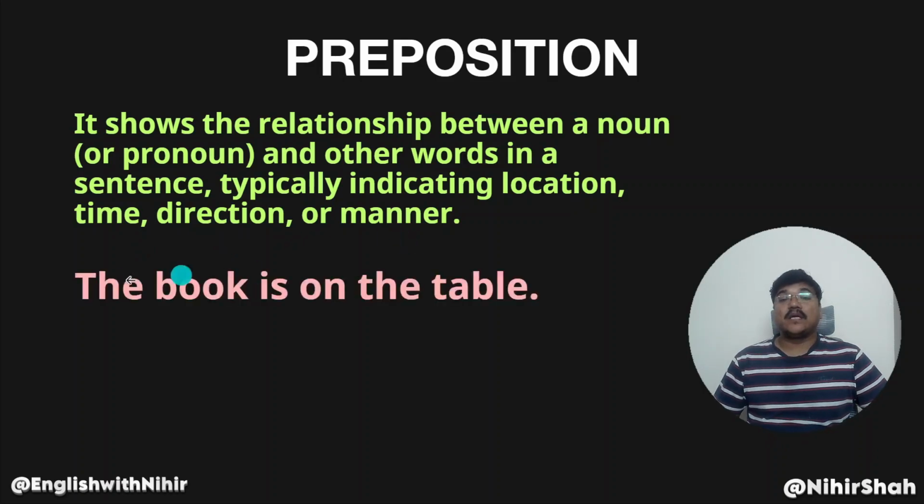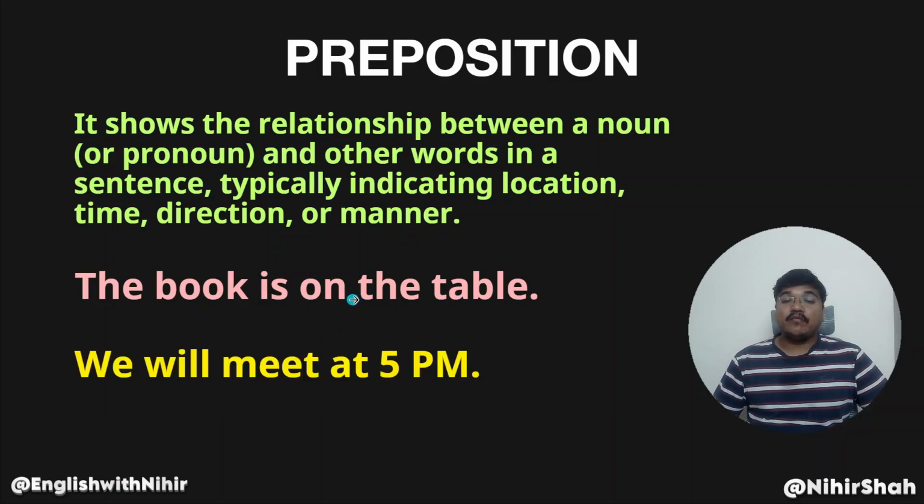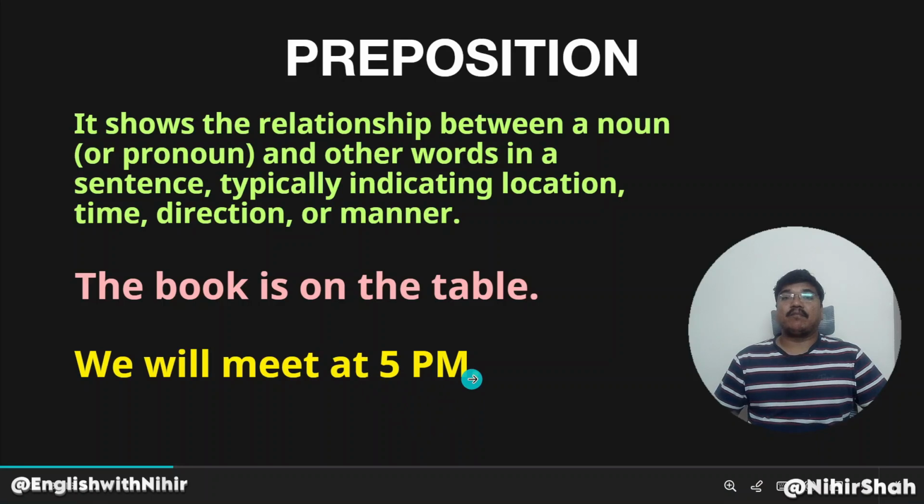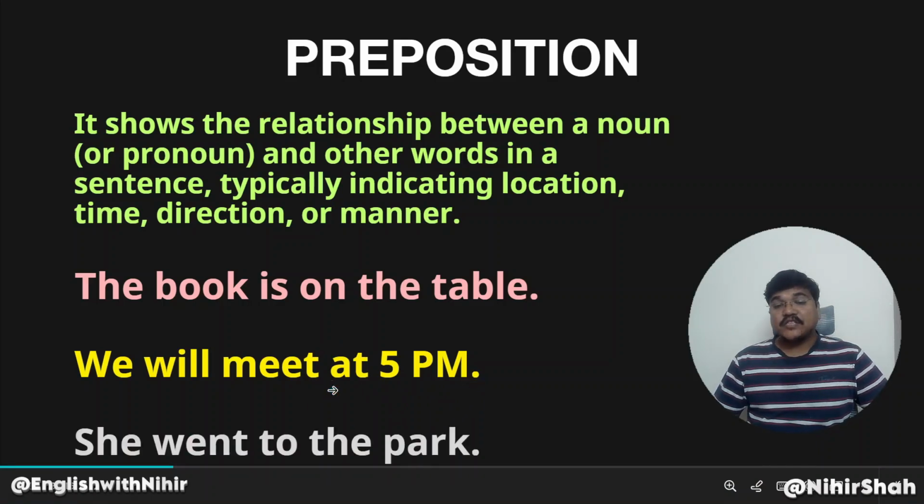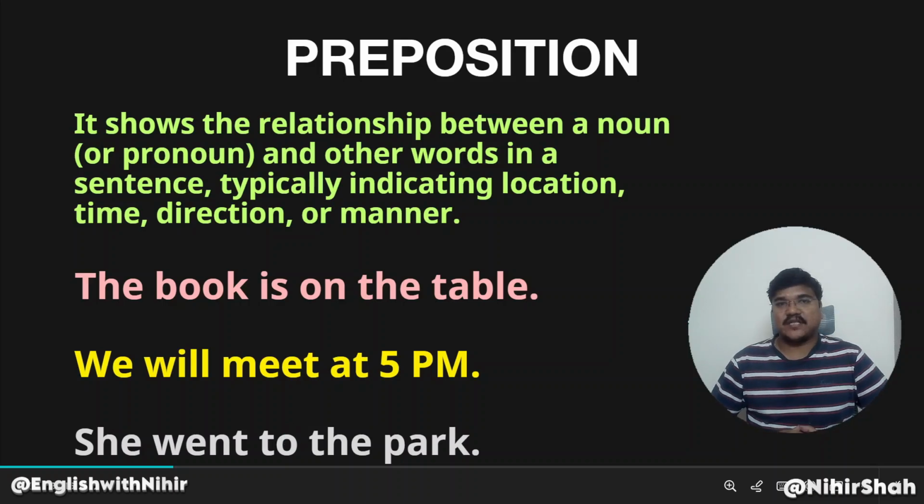For example, the book is on the table. Where is the book? On the table. We will meet at 5 pm. When will we meet? At 5 pm. She went to the park. Where did she go? To the park. So, on, at, and to are prepositions here.